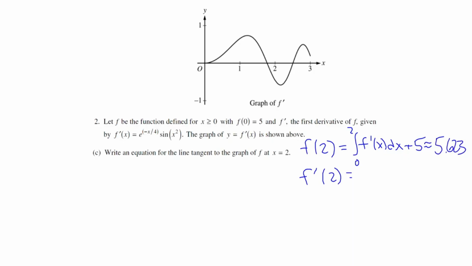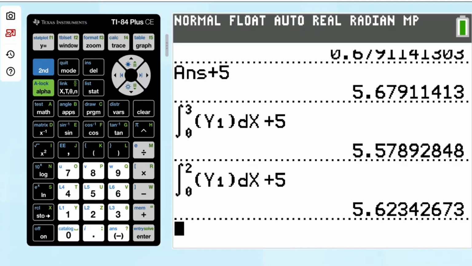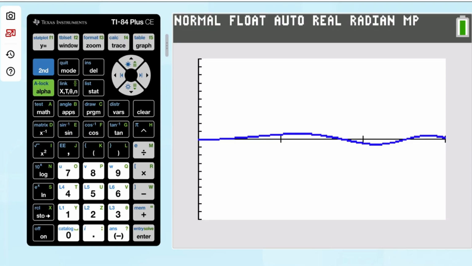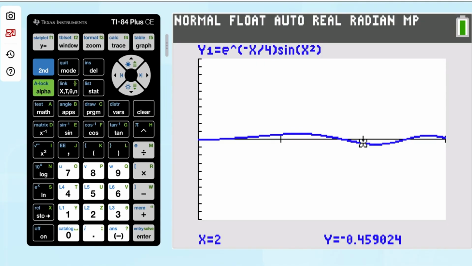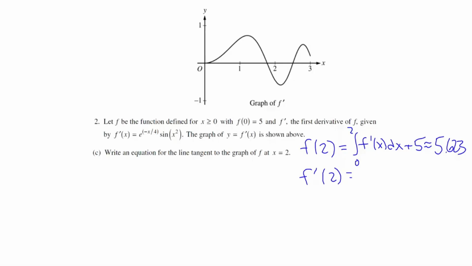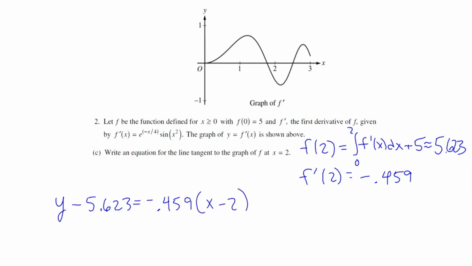And then f prime of 2, we can find that. We'll just go back to our graph here. And this is f prime with graph, so we're going to hit second trace and option 1 for value. And then we'll just type in a 2. And it'll tell us f prime of 2 is negative 0.459. And so now we'll just write the equation of our tangent line. It'll be y minus our y value of 5.623 equals our slope of negative 0.459 times x minus 2.